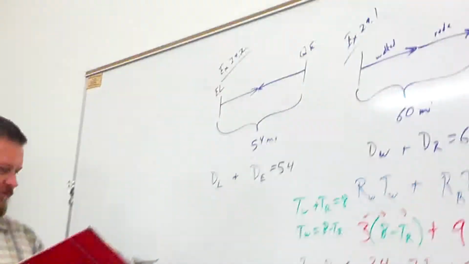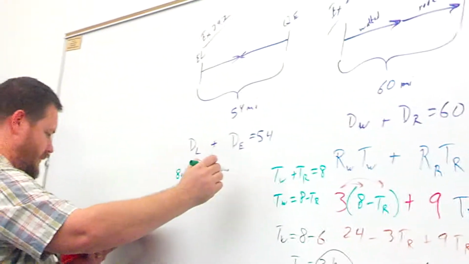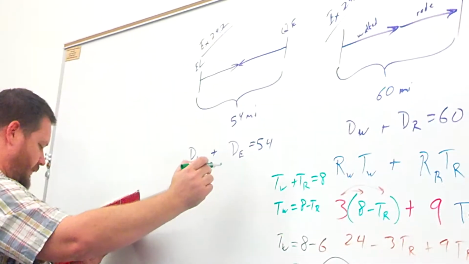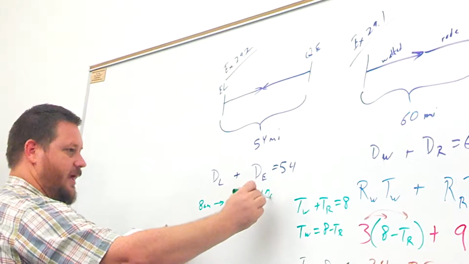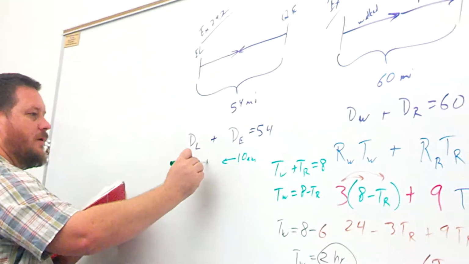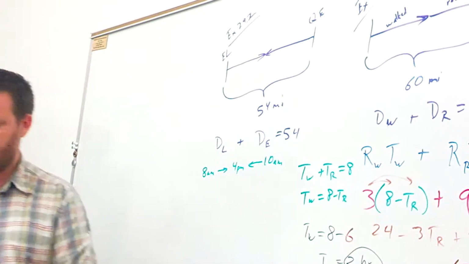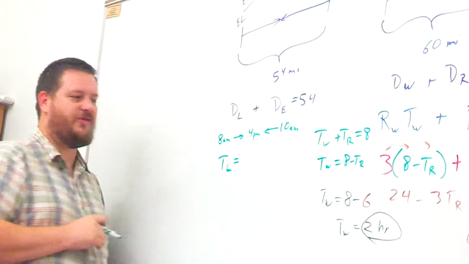Longshanks starts at 8 a.m. and he starts going that way. Queen Eleanor starts 2 hours later. What time was it when she started? 10 a.m. She starts going, and they meet at what time? 4 p.m. Therefore, what is Longshanks' time? How long was he traveling?